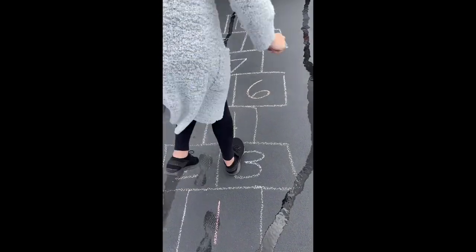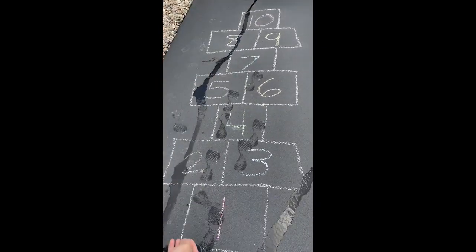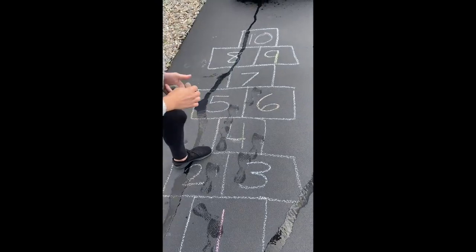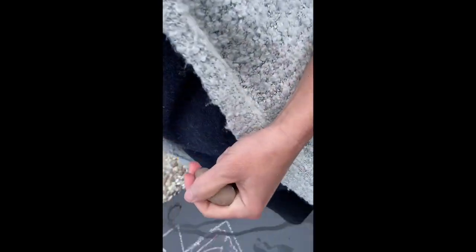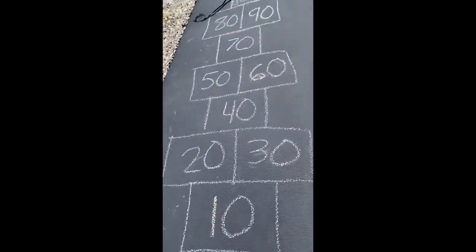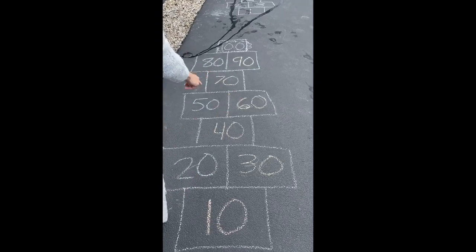1, 2, 3, 4, 5, 6. Or you can throw rocks with a friend and tell what number you got. But then I thought, well, let's get fancy. So then I made a count by tens hopscotch board. So here's my count by tens hopscotch board. 10, 20, 30, 40, 50, 60.